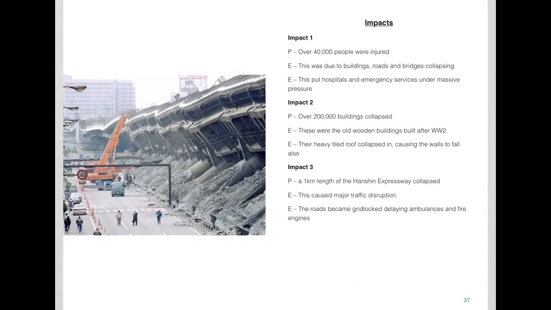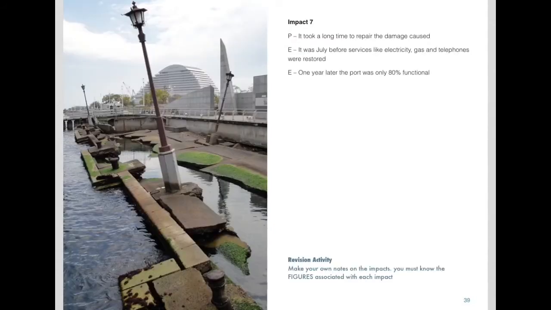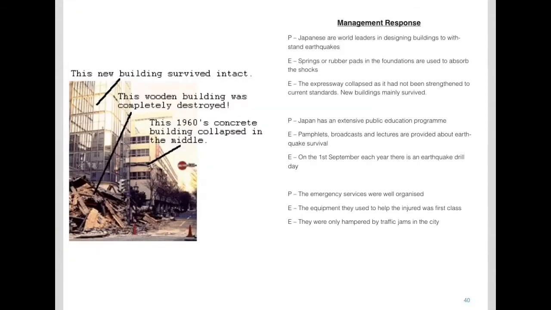With regards to the impacts, you need to know the point, explain, expand of these impacts. Figures are really, really important throughout, and you need to be able to categorize those in relation to the red SIA guidance at the start. 90% figure, 150 fires, 5,500 people, again, all need to be categorized, 80% functional. Revision activity, make your own notes on these impacts. You must know the figures and they must be categorized with reference to the red SIA guidance.